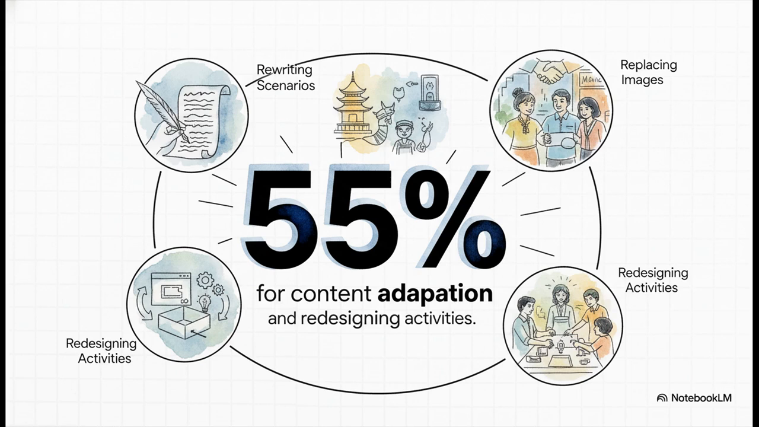Now look at this, because this might be the most important takeaway. A whopping 55% of the budget, the biggest chunk by far, doesn't go to technology. It goes to content adaptation. This is the hard, human-led work of rewriting scenarios, swapping out images, and totally redesigning activities so they feel real and authentic. The report is crystal clear. This is the highest value work you can do.